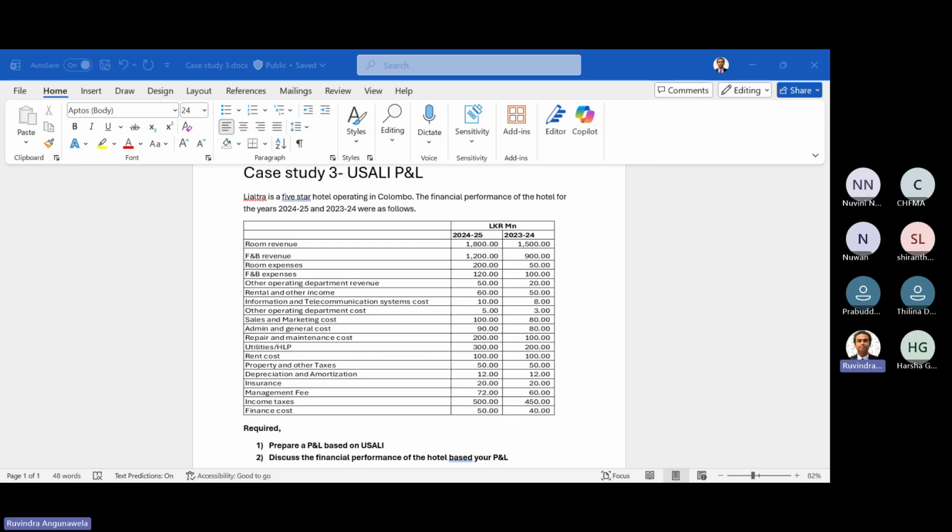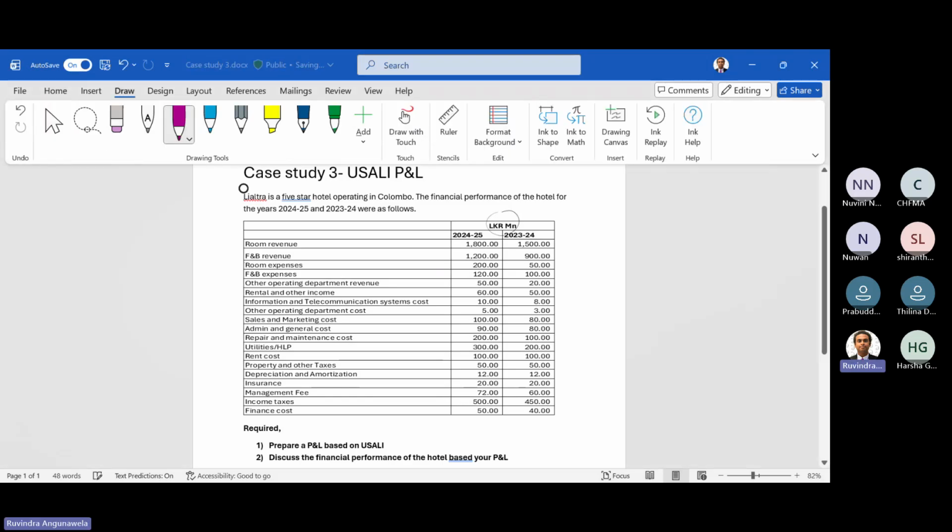Lialtra is a five-star hotel operating in Colombo. The financial performance of the hotel for the years 24-25 and 23-24 were as follows. Financial years 24-25, 23-24. So when I say financial years, you know now in Sri Lanka and most of the world, financial year 24-25 is from April to March. So what are the results? We have all figures in millions. First of all, note that.